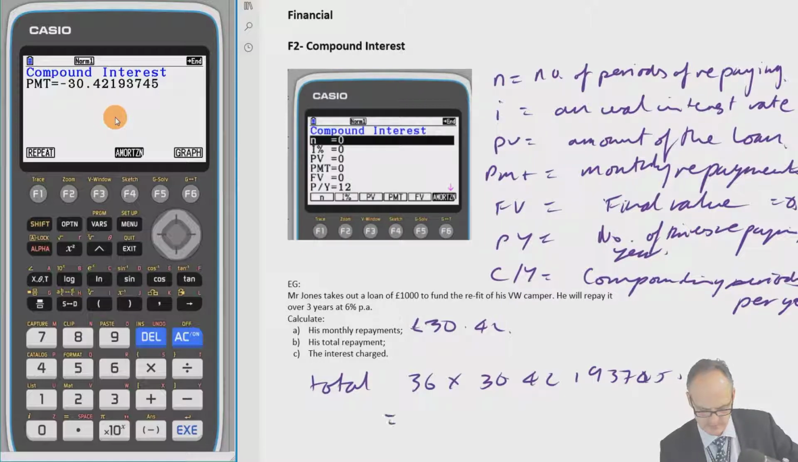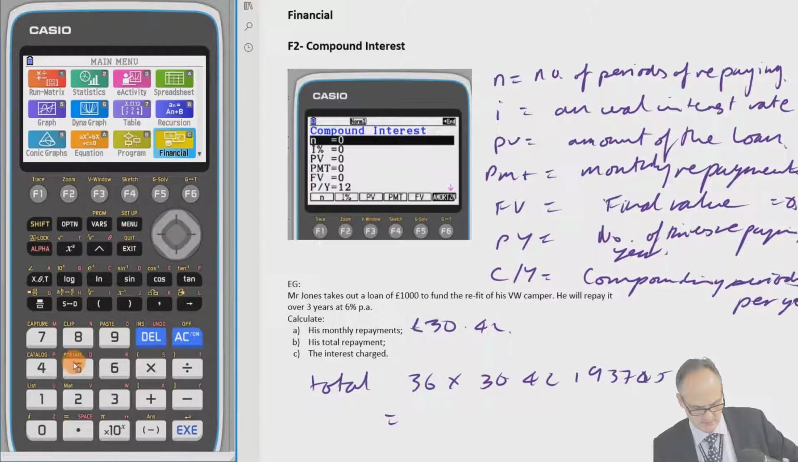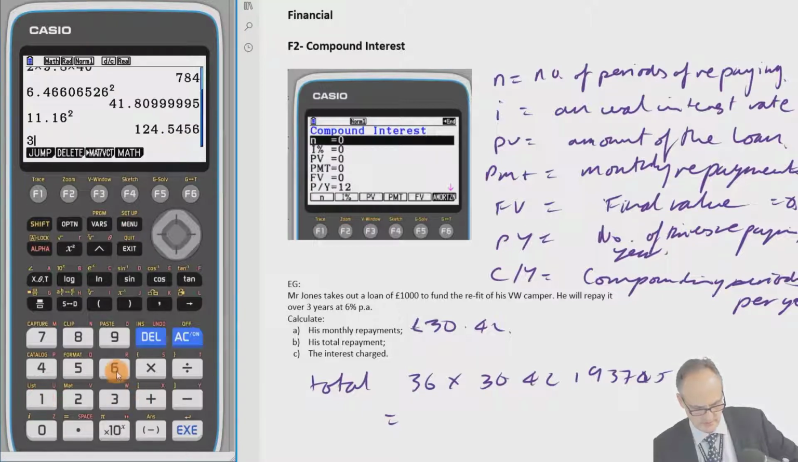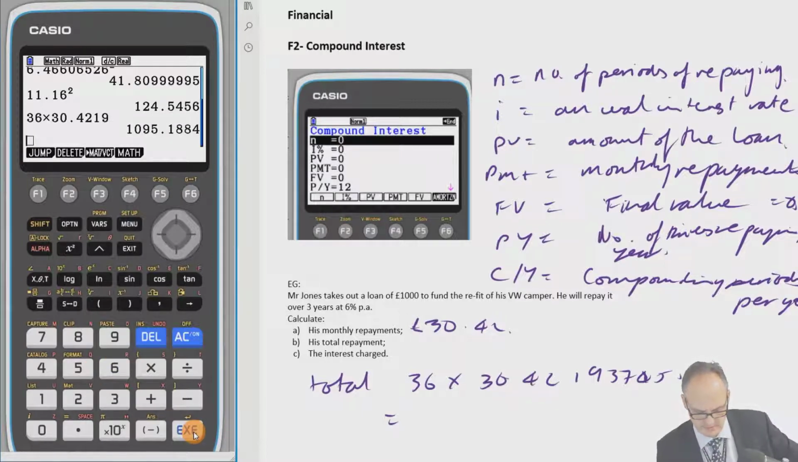Is how much is going to be. So let's just work out that. So let's get menu 1 and do 36 times 30.4219, and so on. That'll be enough. So it's going to be £1,095 and 19 pence is his total.